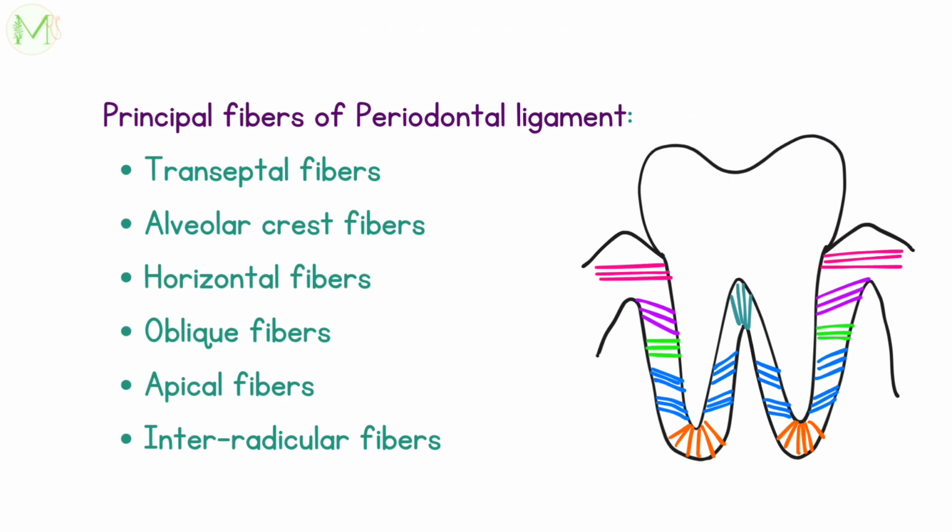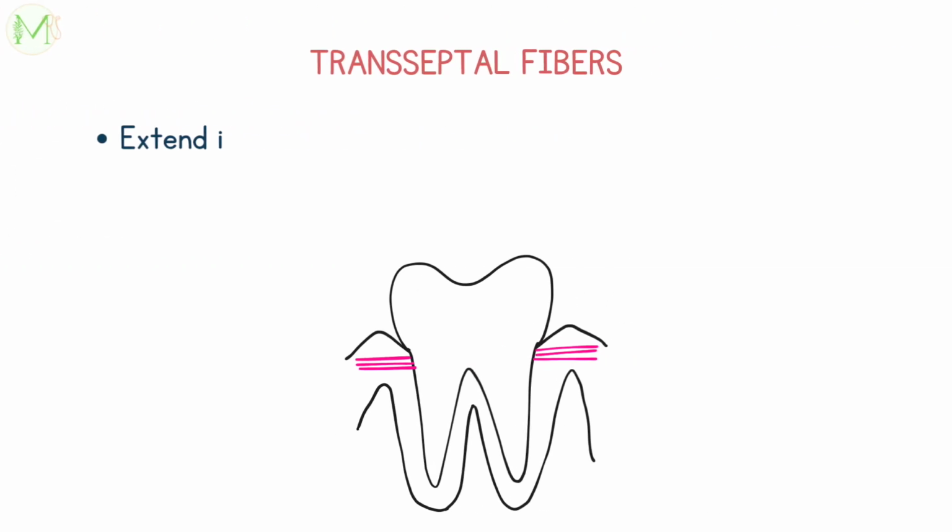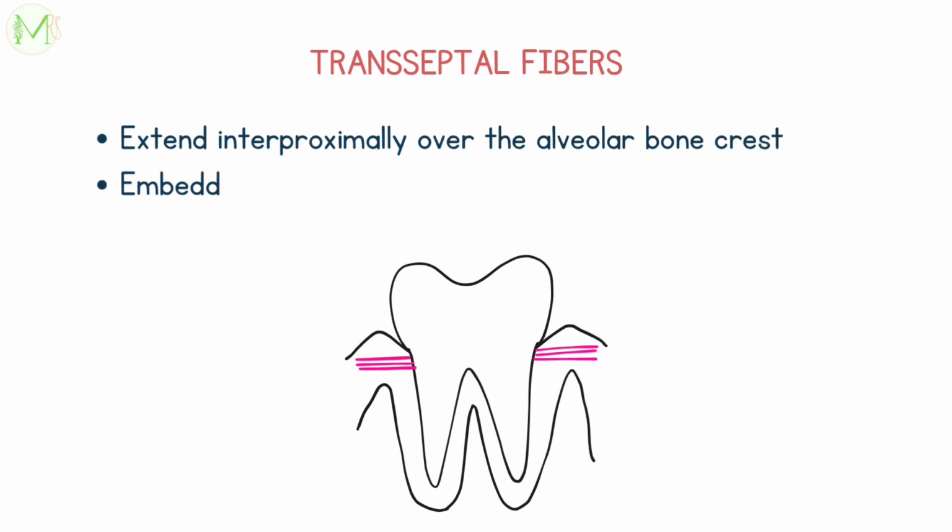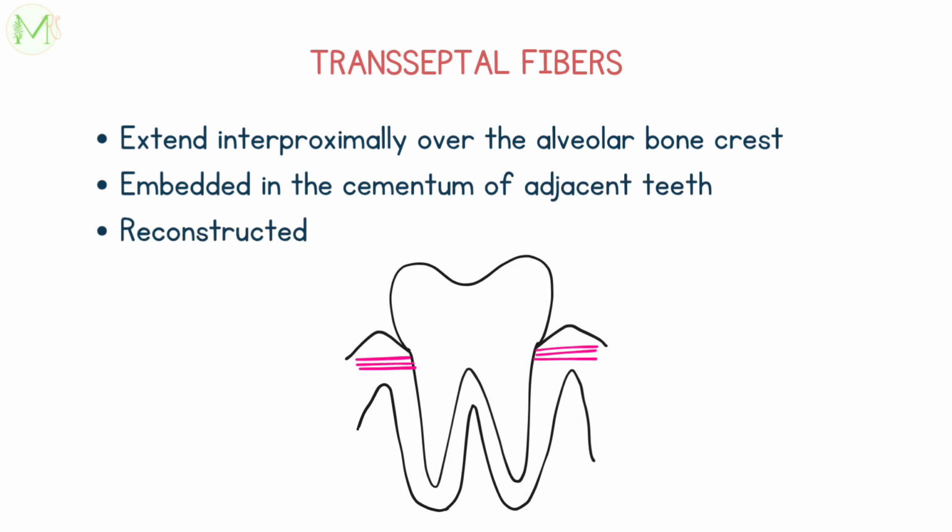Now let's see what the principal fibers of the periodontal ligament are. They are transseptal fibers, alveolar crest fibers, horizontal fibers, oblique fibers, apical fibers, and interradicular fibers. Now let's have a look at each one of them in detail. The first one is transseptal fibers. They extend interproximally over the alveolar bone crest and are embedded in the cementum of adjacent teeth. So they are not even touching the bone and they are present above the bone crest.